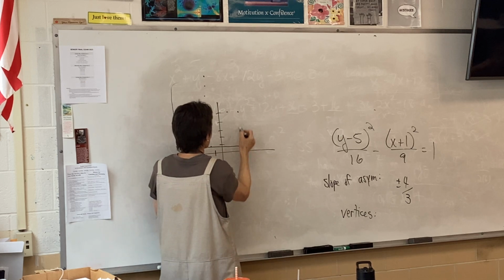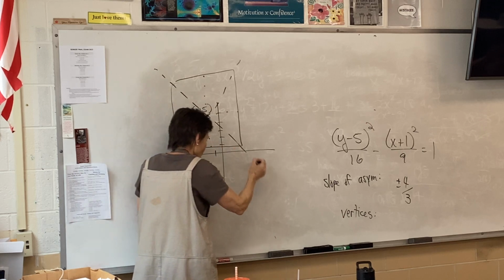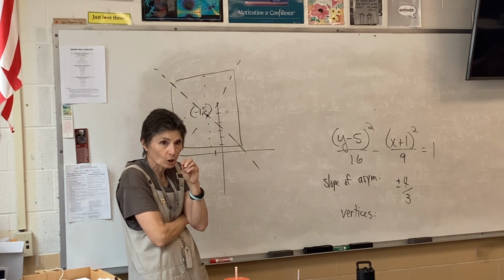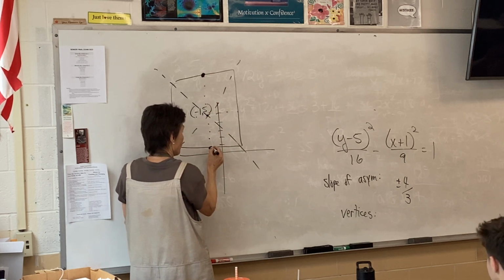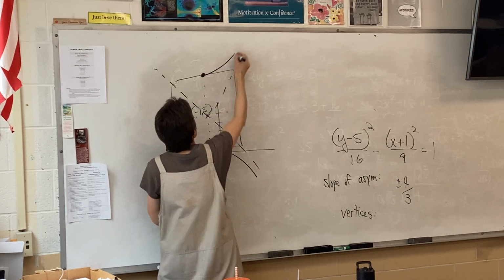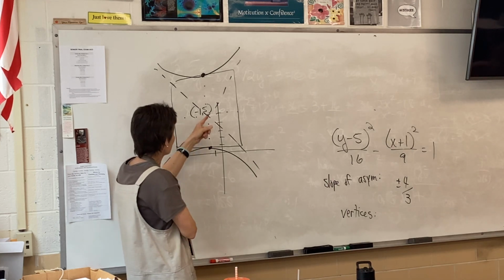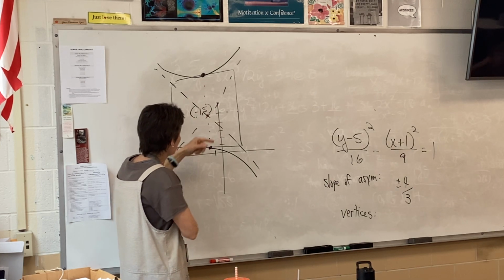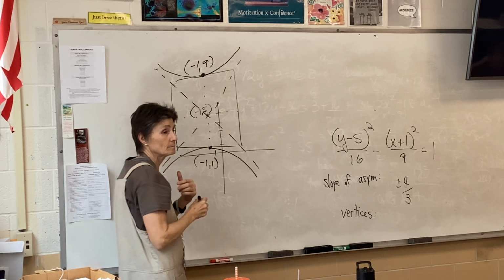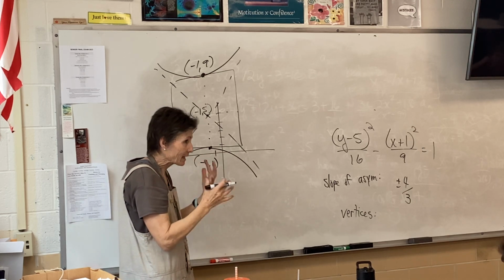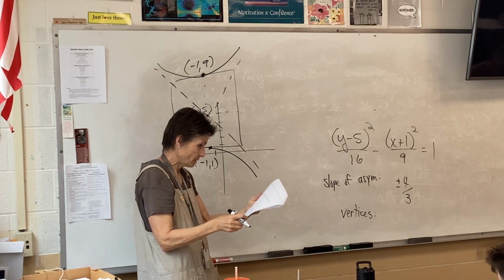And here would be my asymptotes. Now, what is the hyperbola gonna look like? Up and down. So this point right here and this point right here are my vertices. Those are the points I want. So I started here and counted up 4, so that would be -1, 9, and -1, 1. All right, so it's that kind of stuff. Let me see what I have missed. We got that one.